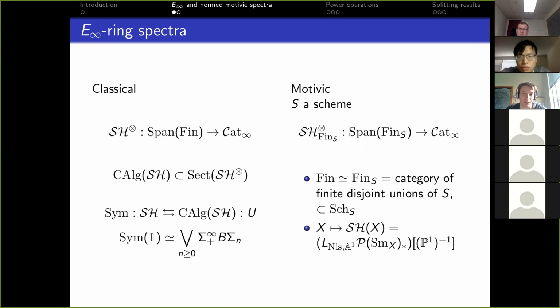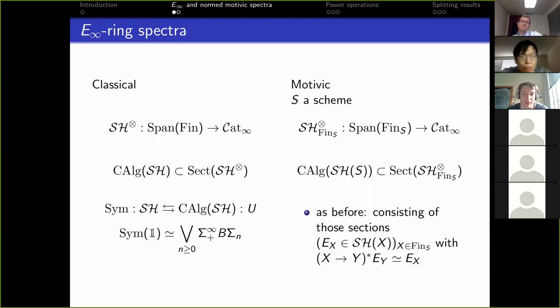And here the push forward operation is so the point is that since this category of finite fin S is equivalent to finite sets, producing this functor SH tensor lower fin S is basically the same thing as providing a symmetric monoidal structure on the category SH of S. And this symmetric monoidal structure, of course, is the one which comes from the smashed product of motivic spaces. So again, the push forward is basically some indexed smash product. And then you just do exactly the same thing as before, right?